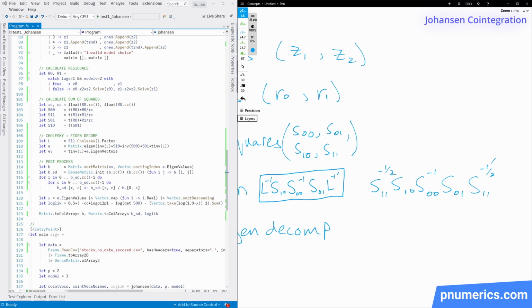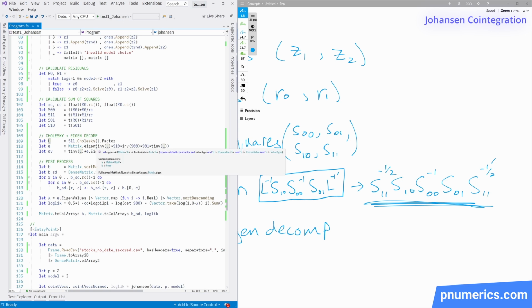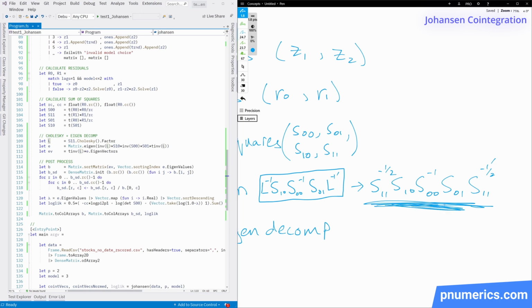Okay, so what is Cholesky? Cholesky is simply taking the square root of a matrix. Typically, you can think of it that way. So this is the calculation that we're doing. And this is the core of the Johansen methodology, solving this Eigen Decomposition. Okay, so look at S11 here. We're calculating the matrix square root, which is the Cholesky factor. We're putting it in L. And then we are doing an inverse of L times S10, inverse of S00, times S01, transpose inverse of L, which is this calculation right there.